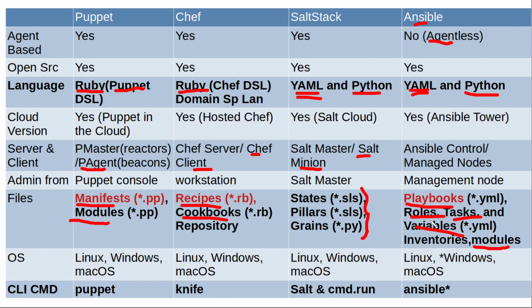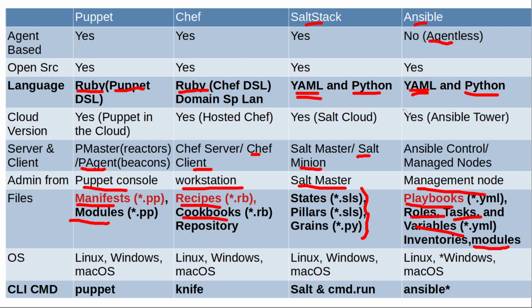In order to control your solution, you will need a Puppet console in the case of Puppet, a workstation in the case of Chef. You will do everything in the Salt master in the case of SaltStack, or you will need a management node in the case of Ansible.